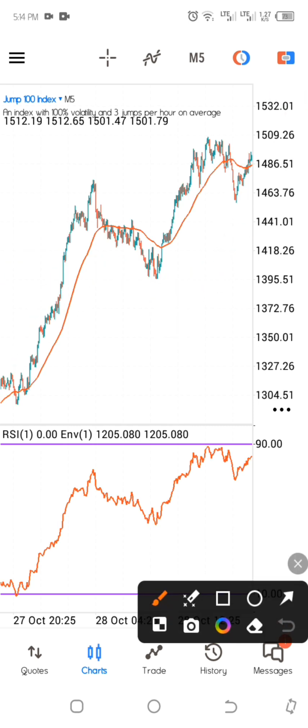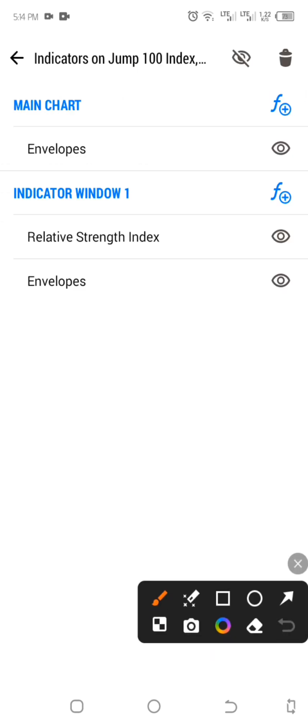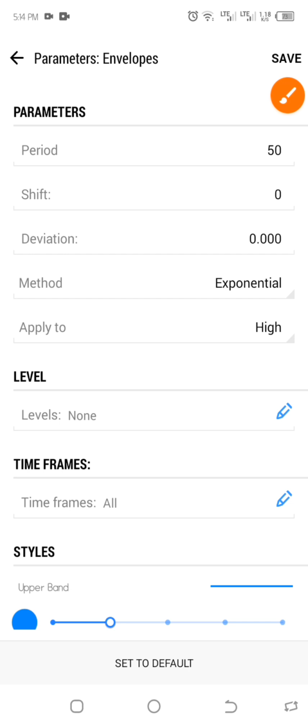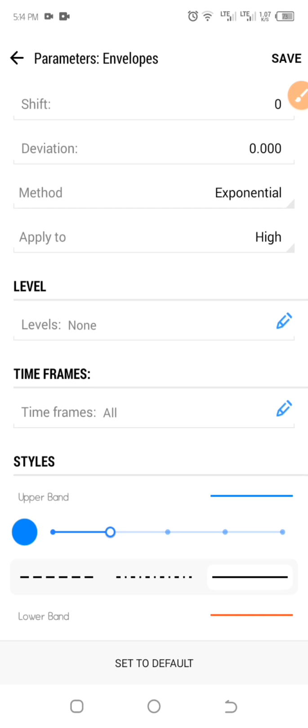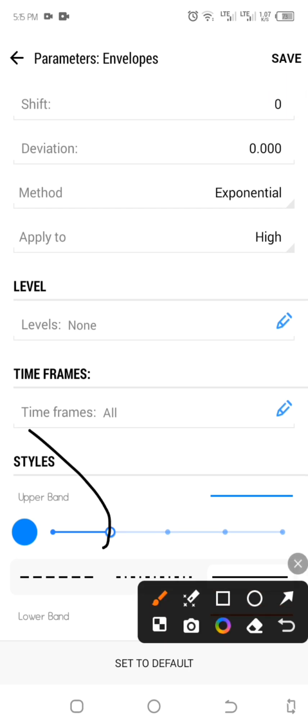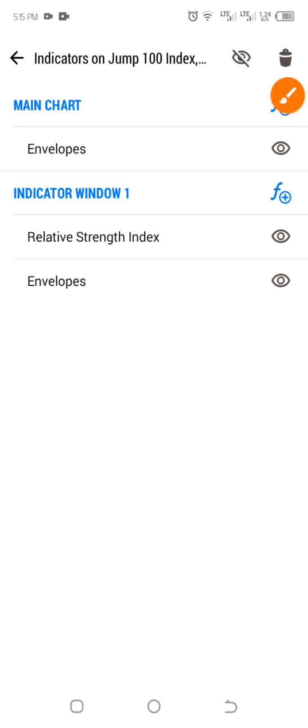First thing you want to do is click on this icon you are seeing at the top. When you click on it, it's going to direct you to where you are going to add your indicator. The first indicator is the envelope. How do we add this? You click on this F icon right here. For the envelope, the period is 50, shift is 0, the deviation is 0.000, method is exponential, apply to close, and for the upper and lower band, use the color of your choice, then click on save. So that is the first setting we need for the strategy.